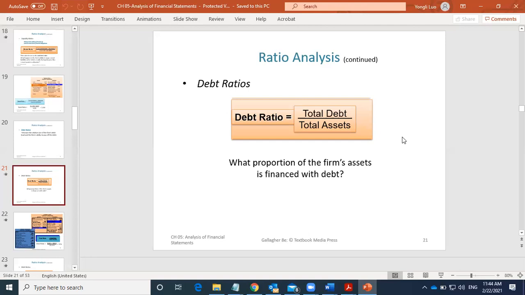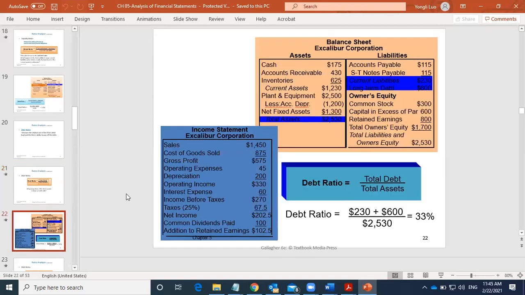What is the debt? Remember, the debt is your total liability. Your total debt is your current liability plus your long-term debt. Current liability is short-term debt, and then the long-term debt, divided by your total assets. That is your debt ratio.